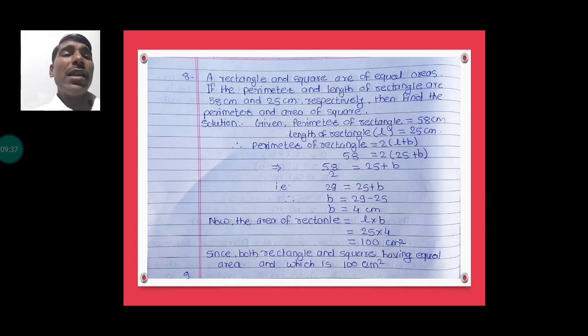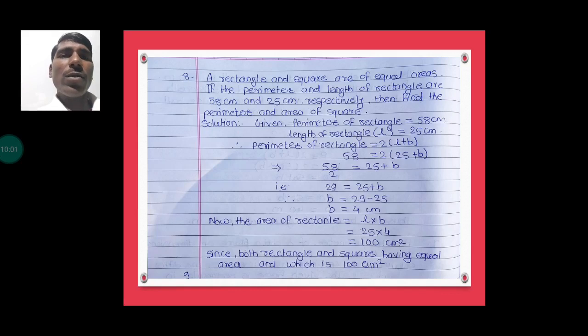But here one thing remains to calculate from my side. What thing remains? Can you tell me? The thing that remains is to calculate the perimeter of a square. They have asked to find the perimeter and area of a square. So I hope that you can calculate the perimeter of a square, since you have the square of area 100 centimeter square.